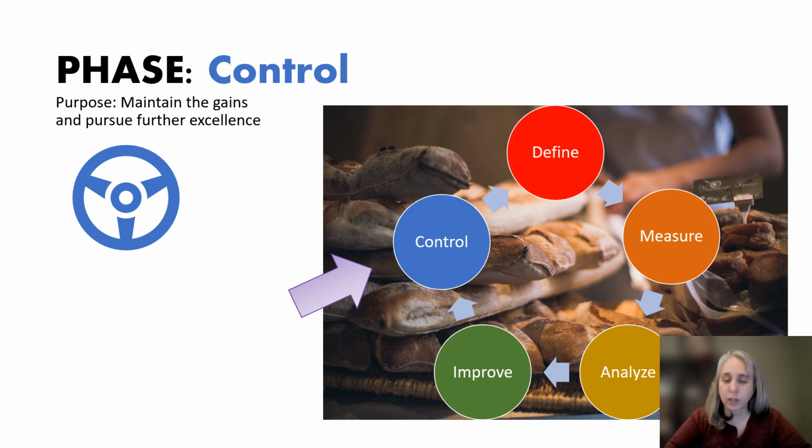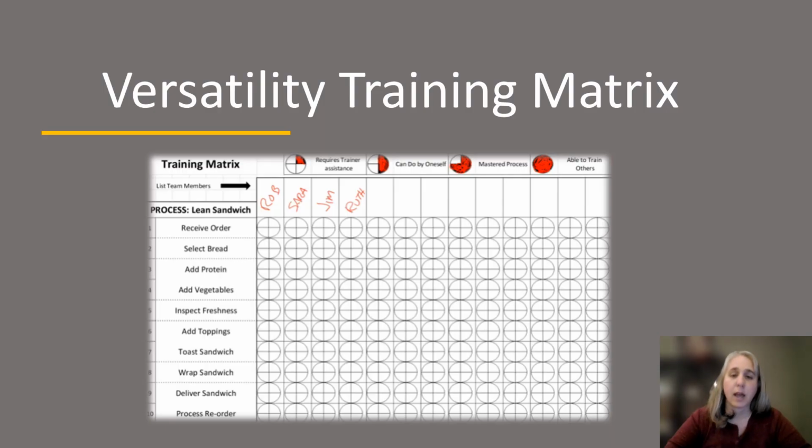Finally, I entered the control phase, where my purpose is to maintain the gains and pursue further excellence. I utilized a versatility training matrix, which helped me to support 2 of the stability building principles, that people are our greatest assets and that we need standardized work. The versatility training matrix demonstrates care for people by investing in thorough training, and then also completing the process training and people training.